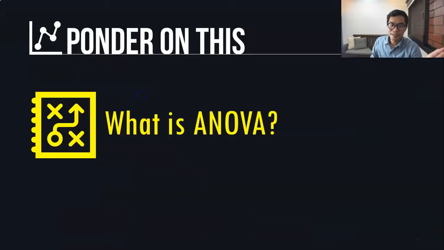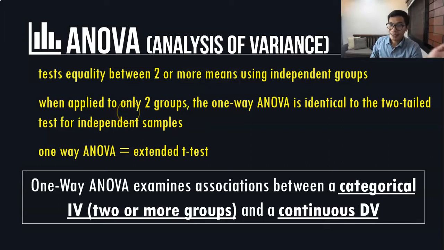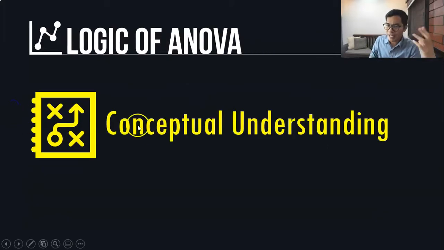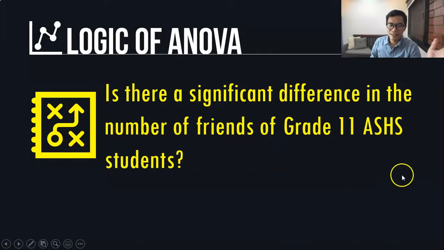Now, what is ANOVA? Simply, it's analysis of variance, and it tests equality between 2 or more means using independent groups. When this is applied to only 2 groups, the one-way ANOVA is identical to the two-tailed test for independent samples. So we can say that ANOVA is an extended t-test. One-way ANOVA examines associations between a categorical independent variable, having 2 or more groups, and a continuous dependent variable.